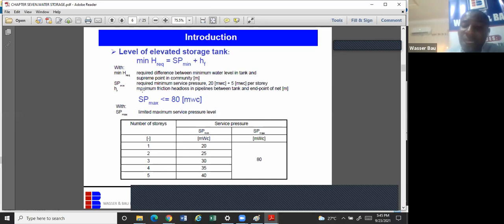But just know that the maximum service pressure in the network must be less than 80 meters of water, which is 8 bar. So what you also do here, you can see that the first floor is 20, second floor is 25, third floor is 30. So if I'm given a 3-floor building, I'll know that the service pressure I'm expecting there should not be less than 30.